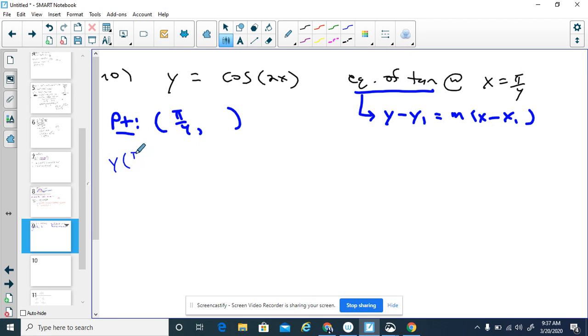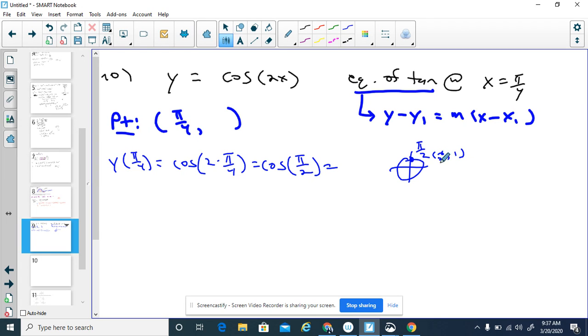So you do y of pi over 4, right? So you're going to get cosine of 2 times pi over 4, which is cosine of pi over 2, which is the north pole on the unit circle, and that point is (0, 1), and we're thinking x value, right? So that's just going to be 0. So that's pretty easy. All right. So you're like, all right, what else do I need to get? You need to get the slope.